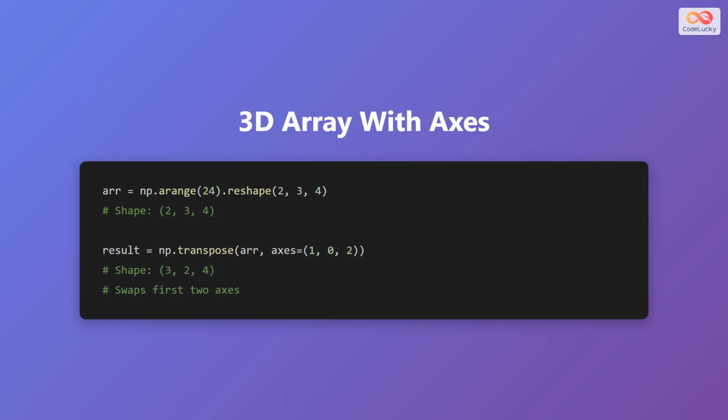Here's where transpose becomes really powerful. Using the same three-dimensional array with shape 2 by 3 by 4, we can specify exactly which axes we want to swap. By passing axes equals (1, 0, 2), we're telling NumPy to swap only the first two axes while keeping the third axis in place. The shape changes from 2 by 3 by 4 to 3 by 2 by 4.